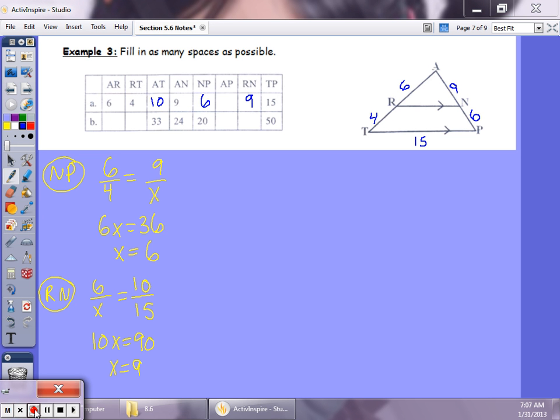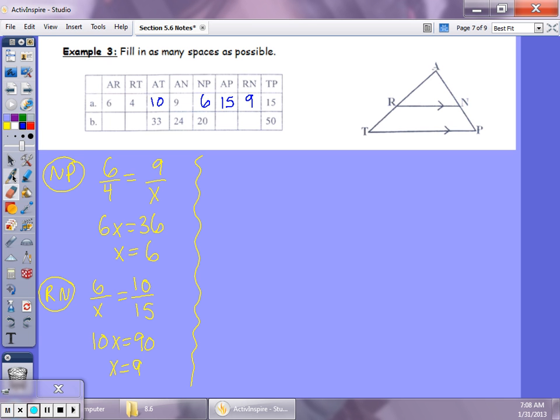All right, so now what we're going to do is we're going to go ahead and find AP. So we know that AN plus NP is going to equal AP. So 9 plus 6 tells us that AP is 15. So now let's look at the second part of the information. So we're going to erase this.